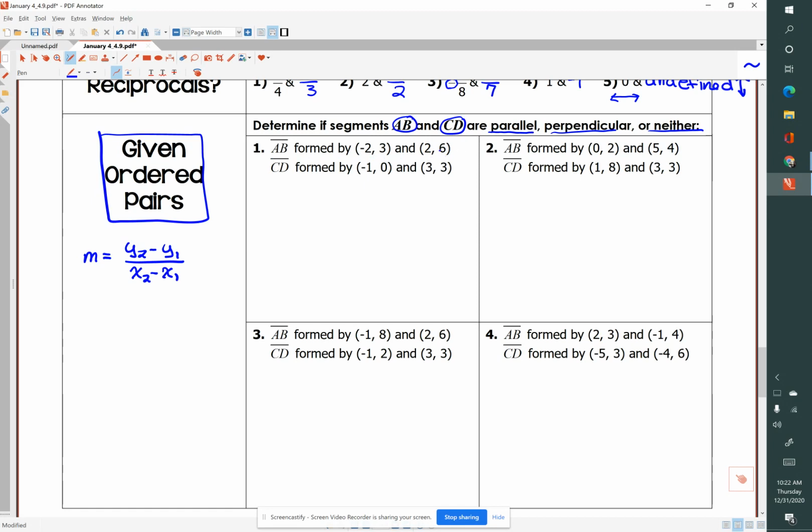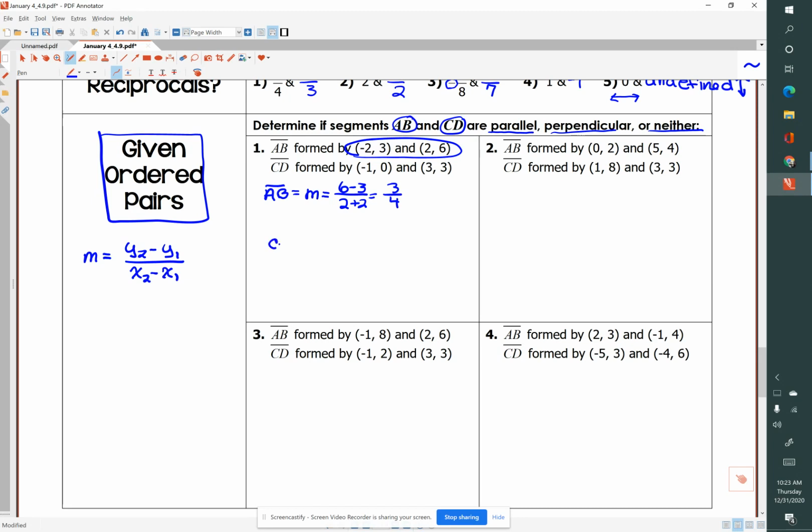So let's find the slope. We have to find the slope of those two ordered pairs. So first we work with AB, line AB, that's how we write it. We write M equals, and that would be 6 minus 3 divided by 2 minus negative 2 is 2 plus 2, which gives us a slope of 3/4.